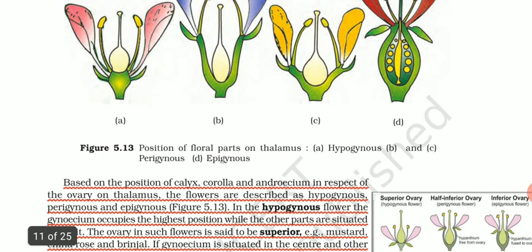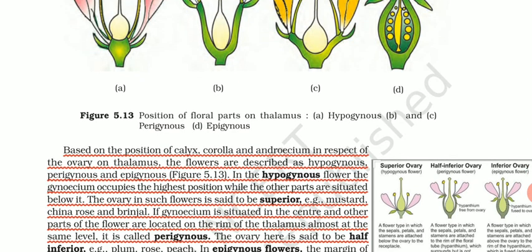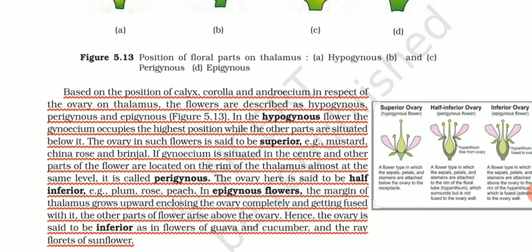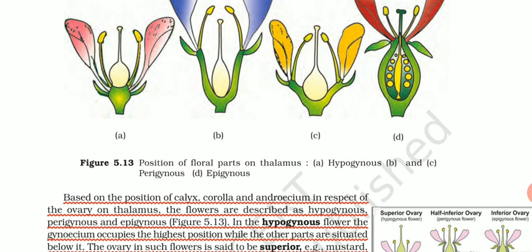Now let's talk about the different positions of the ovary, and according to that we call them hypogynous flowers, perigynous flowers and epigynous flowers. If you look at these structures, in picture A, this is an example of hypogynous flowers. This kind of flower has a superior ovary. It depends upon the position of the other floral appendages such as sepals, petals and male parts in respect to the ovary, right?